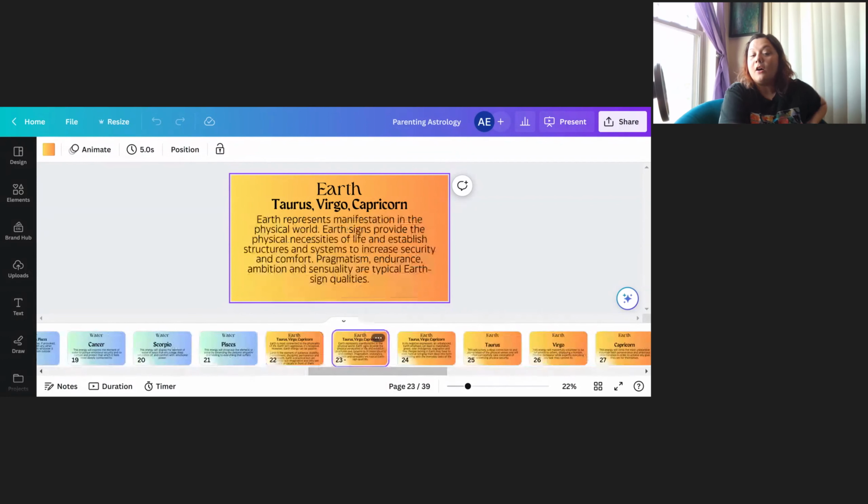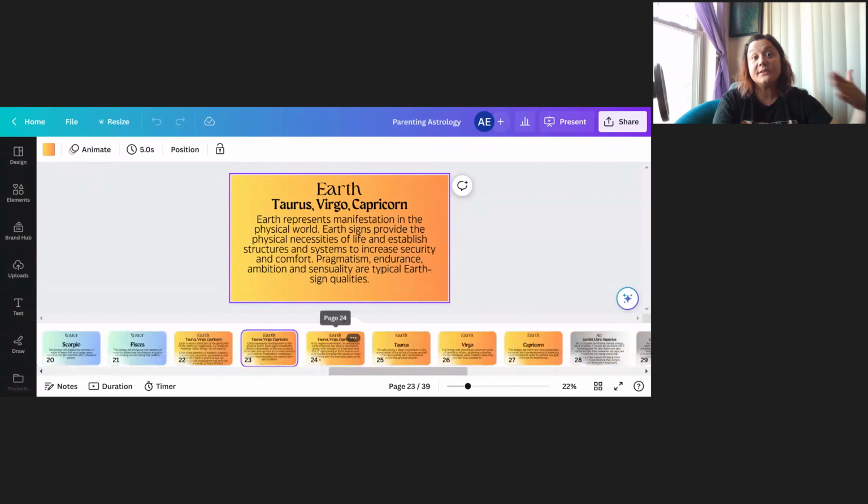All right. Now, also, Earth represents manifestation in the physical world. So Earth signs provide the physical necessities of life and establish structures and systems to increase security and comfort. Pragmatism, endurance, ambition, and sensuality are typical Earth sign qualities. So if you or your child has an Earth sign in your Jupiter, really pay close attention to that, because manifestation is so much more powerful with Earth. And also with any placement, but specifically Jupiter, because that's where you find your luck in life.